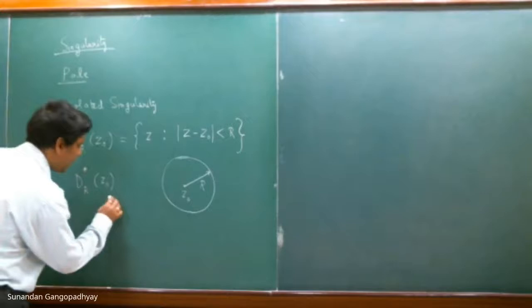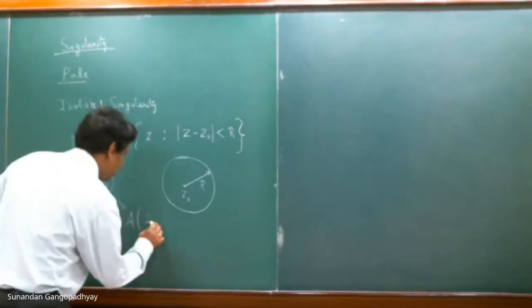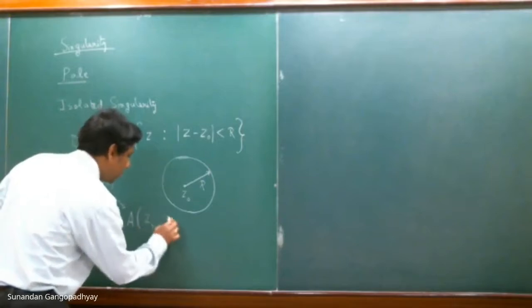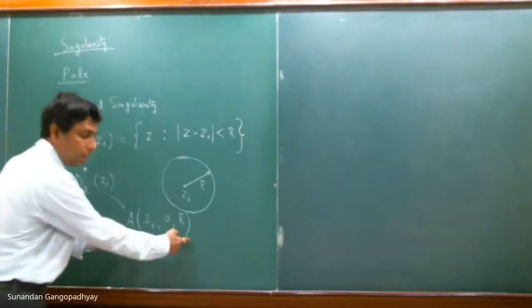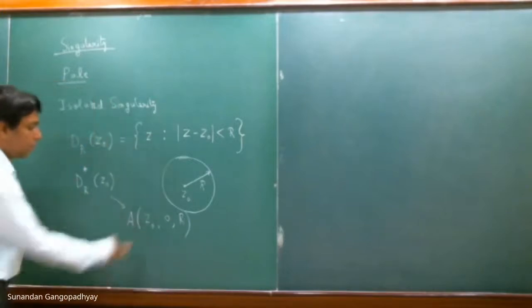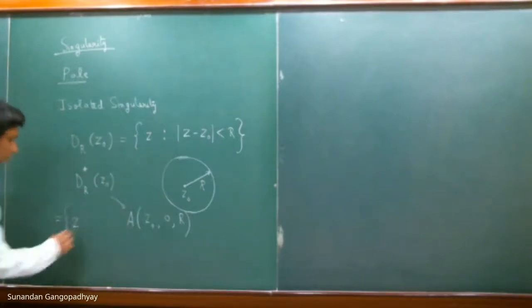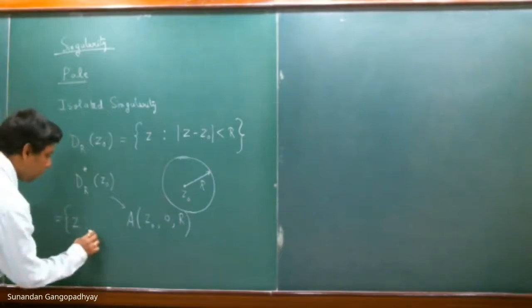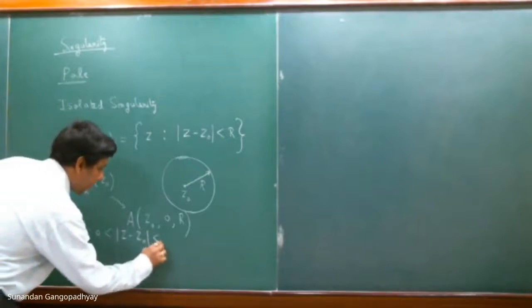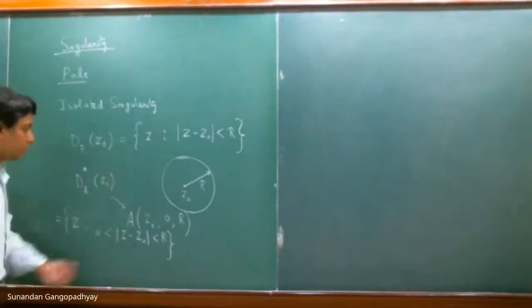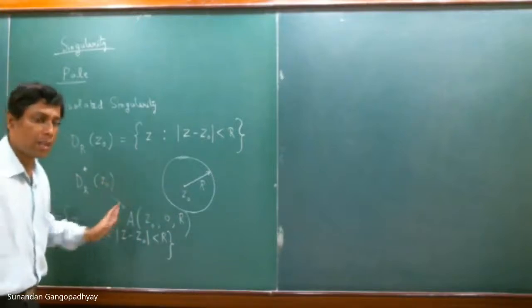This is the same as an open annulus whose center is z0, and it is denoted by this. These two things are the same thing. So this is the open annulus. It is the set of all points such that 0 is less than |z minus z0| less than r. What it means is that you have taken out this point z0. So this is the notion of the punctured disk.